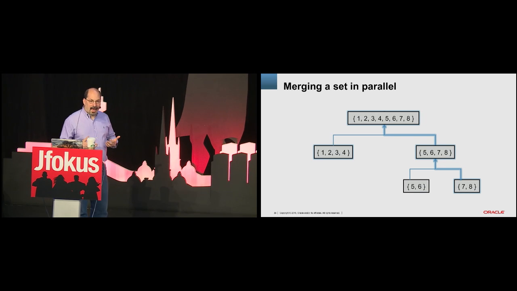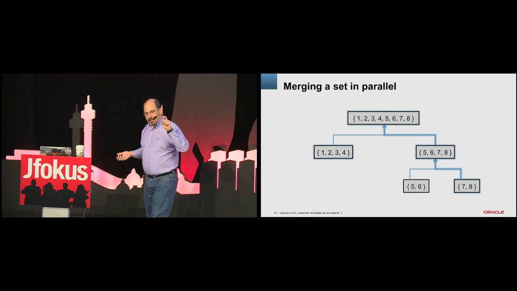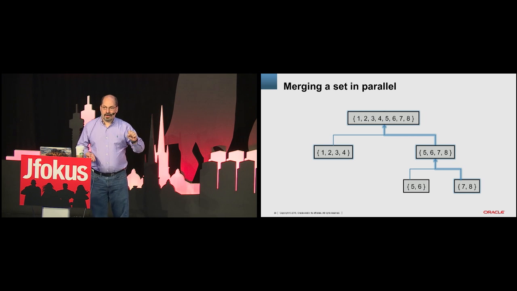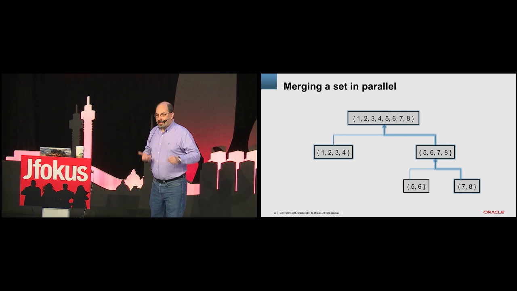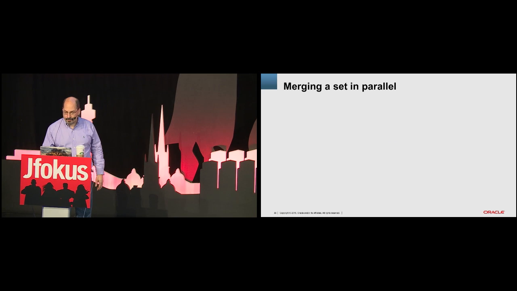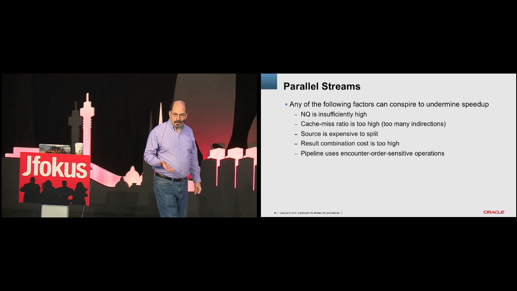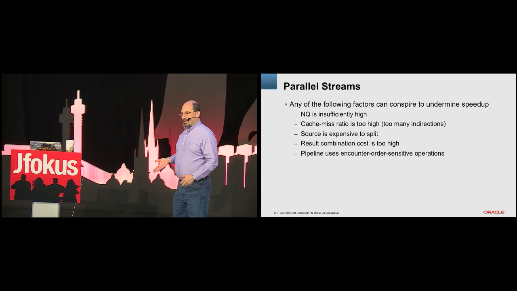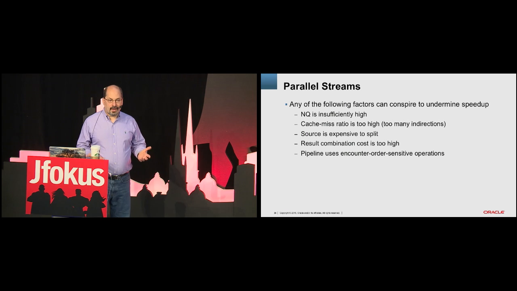So if you look at a stream pipeline, you should be able to see all the things that I just showed you. You should be able to say, that source doesn't split well. That operation is tied to encounter order. This reduction is going to be having a lot of pointer indirection, so I'm going to get bad locality. That merge operation is expensive. And you should be able to look at a stream pipeline and kind of know offhand whether you have a chance of getting parallelism out of it or not. So once you know the factors that can undermine your speedup, you should be able to run this in your head. You don't necessarily have to benchmark it out. You can usually tell when you're not going to get a speedup.